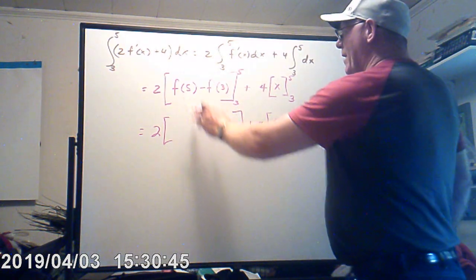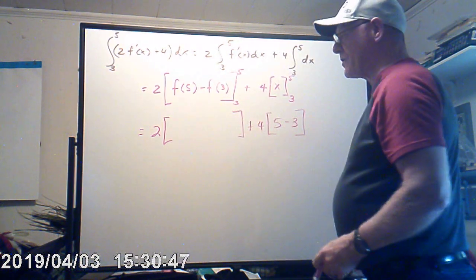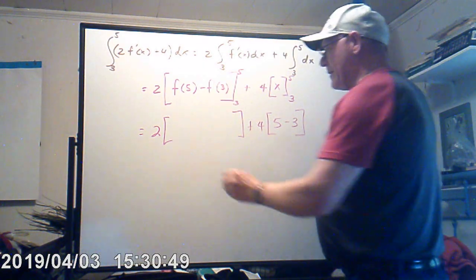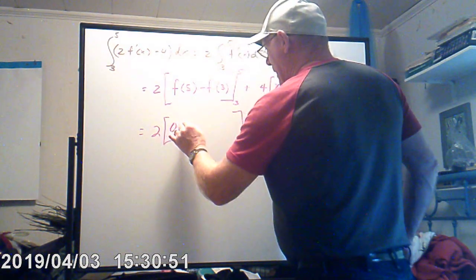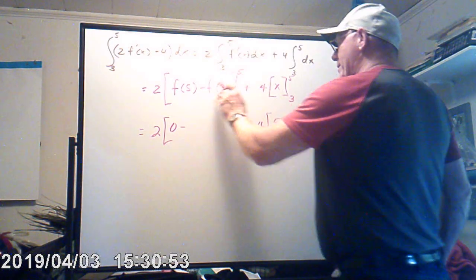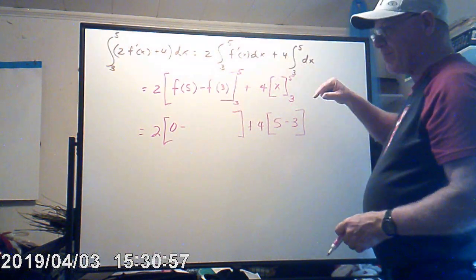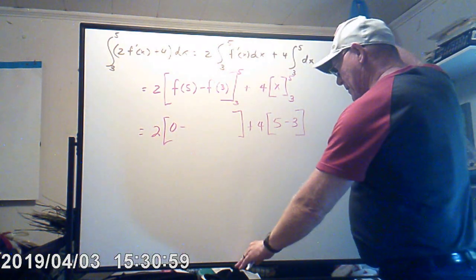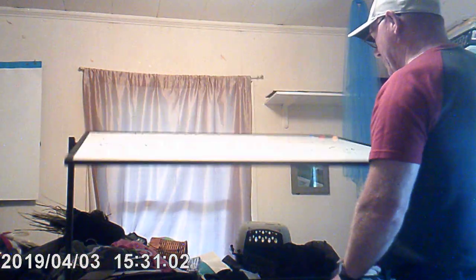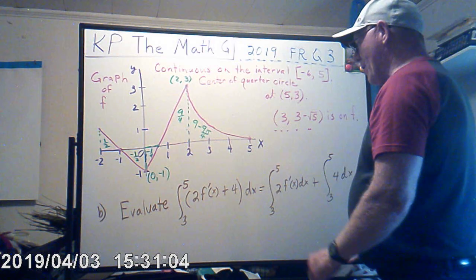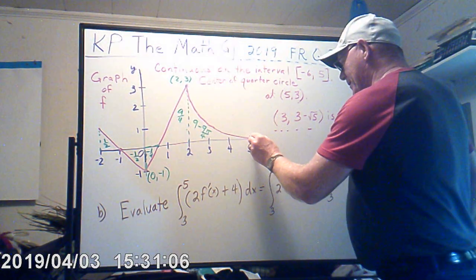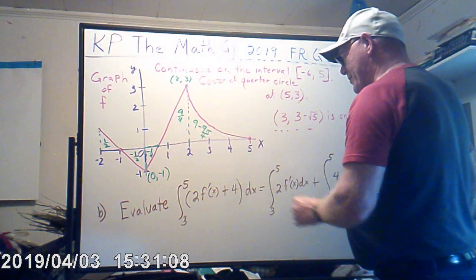Alright, let's find out what L at 5 is. I want to say that is 0. And I want to say that the value of L at 3 is what I just showed earlier. Alright, so we know that L at 5 right there is 0.